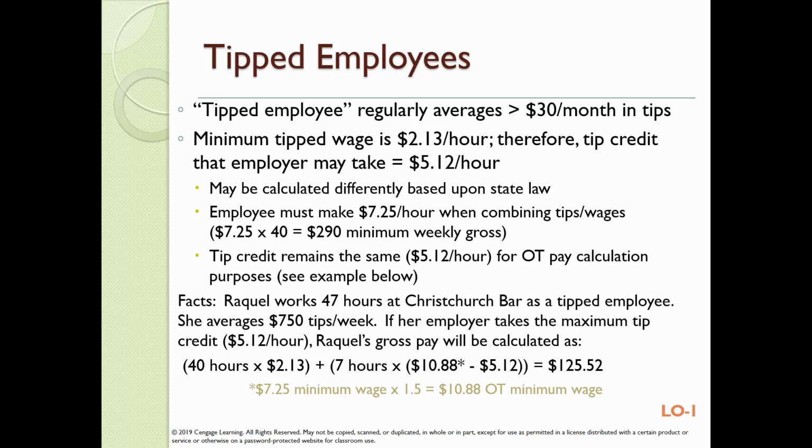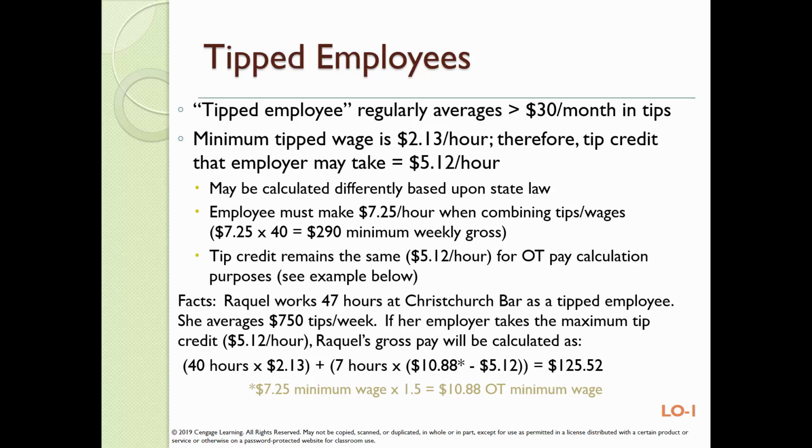Then I have to make sure that she gets $10.88 an hour for that additional 7 hours, minus my tip credit. So I've got to gross her out $125.52. So it's time and a half on the federal minimum, anything over the 40 hours, but it's not the $2.13 time and a half.